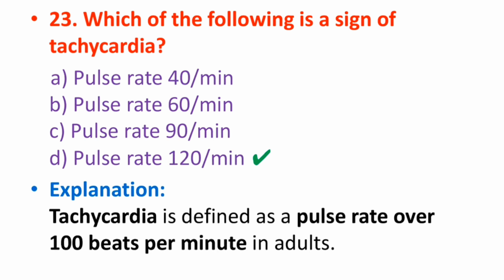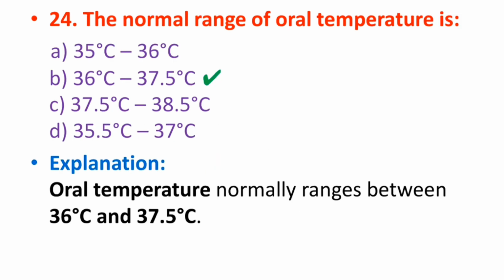Which of the following is a sign of tachycardia? Option A, pulse rate 40 beats per minute; option B, pulse rate 60 beats per minute; option C, pulse rate 90 beats per minute; option D, pulse rate 120 beats per minute. The correct answer is option D, pulse rate 120 beats per minute. Tachycardia is defined as a pulse rate over 100 beats per minute in an adult.